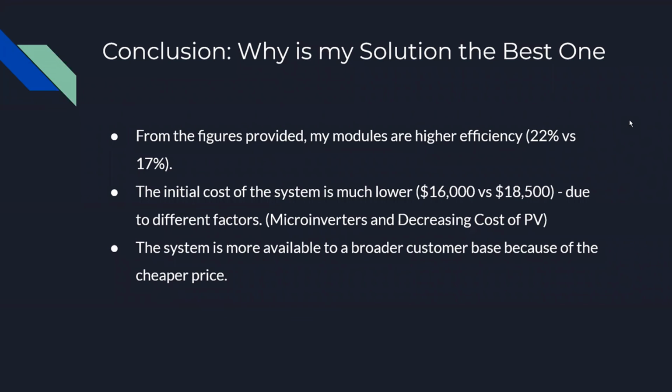One more slide, why my solution is the best one. From the figures provided, my modules are higher efficiency, 22%, and the modules at my house are only 17%. The initial cost of the system is much lower. It's actually 17,000 versus 18,500. This is due to different factors, like the system at my house uses microinverters versus a large inverter, and the decreasing cost of photovoltaics in general. And the system is more available to a broader customer base because of the cheaper price.